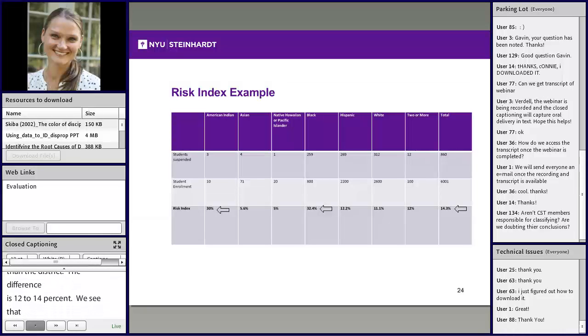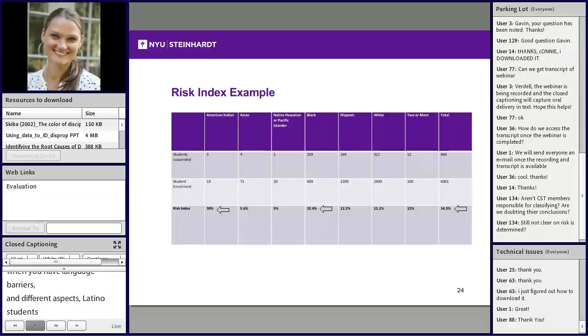The literature on Hispanic and Latino students around disproportionality talks a lot about cultural differences and how students are perceived by practitioners, and how, when you have language barriers and different aspects like this, Latino students are often seen as quieter in class. And so these numbers again mirror what the research says about disproportionate outcomes.